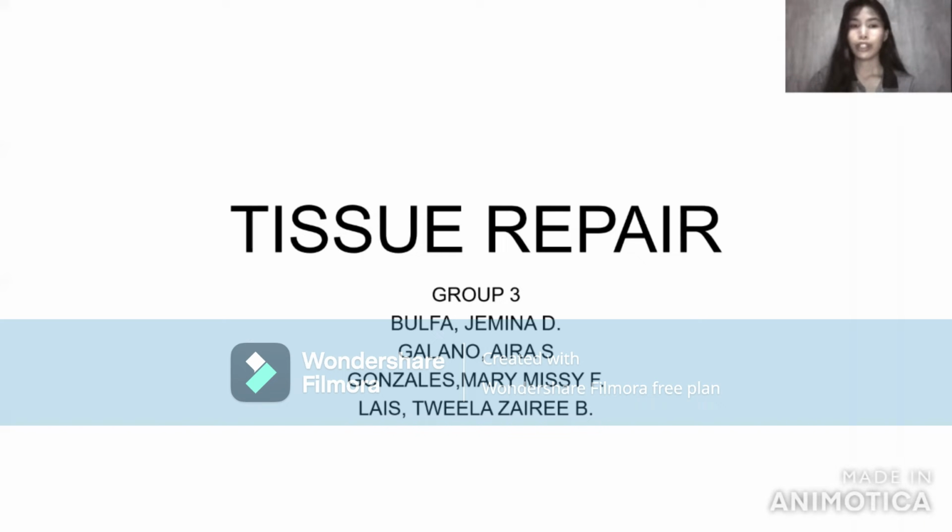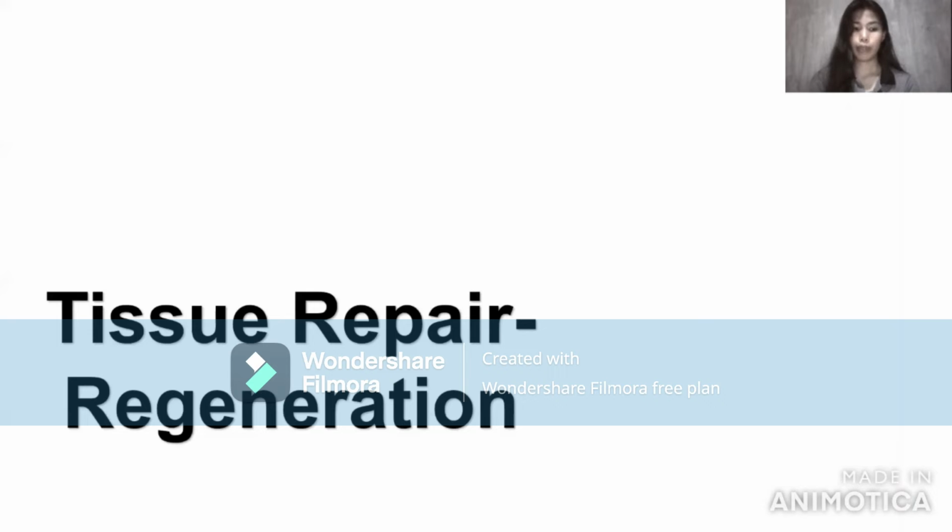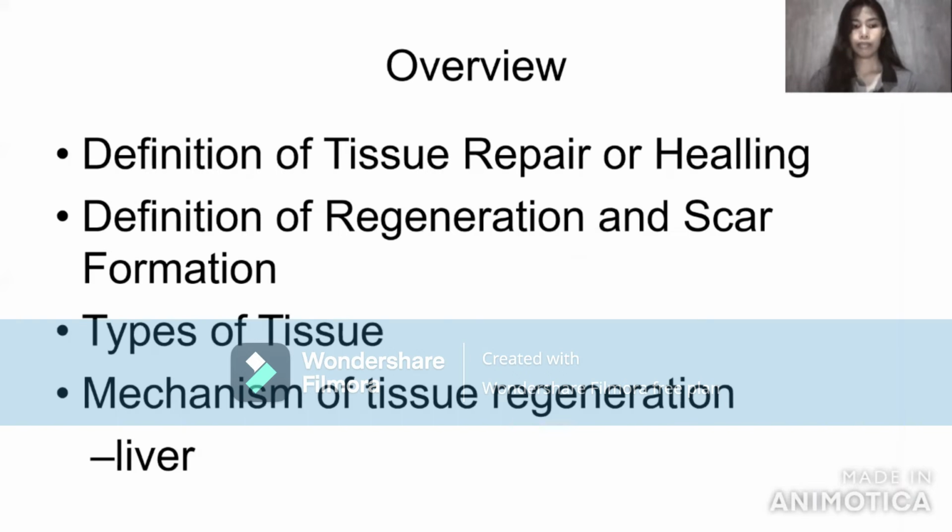Hello everyone, we are group 3 and today in this video we will be discussing tissue repair. This is part 1 of tissue repair, where we will be discussing the definition of tissue repair or healing, the definition of regeneration and scar formation, and we will move on to the types of tissues, then understand the mechanism of tissue repair and tissue regeneration, taking the liver as an example.